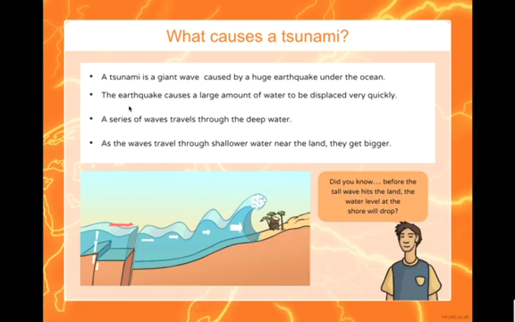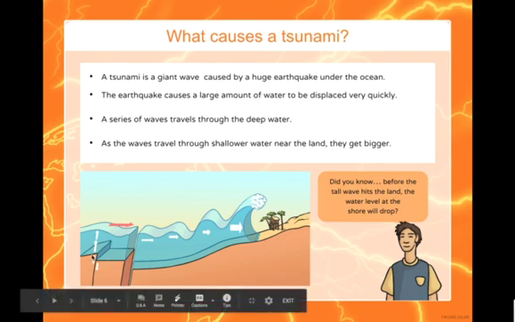So it causes a large amount of water to be displaced very quickly, and a series of waves travel through the deep water. So you see them, this red arrow here is indicating that the waves are all traveling in this direction. As the waves travel through the shallower water near the land, they get bigger.